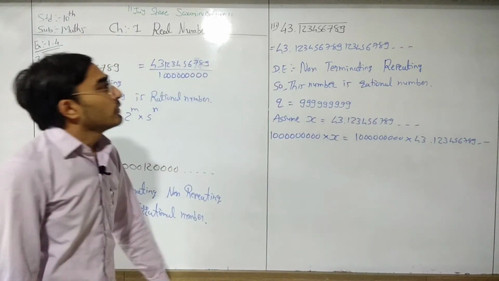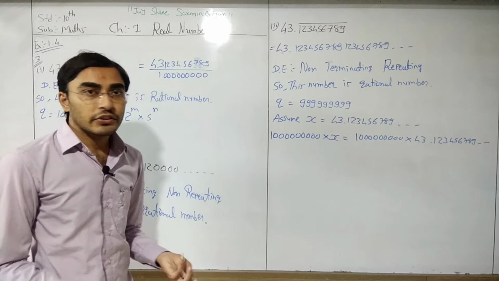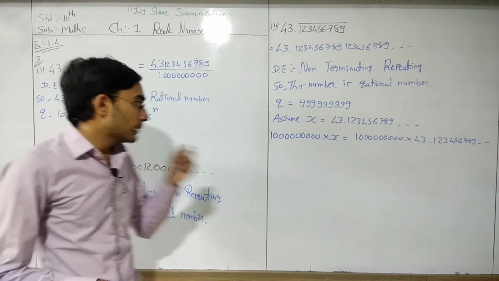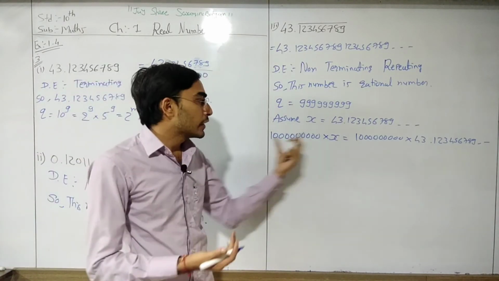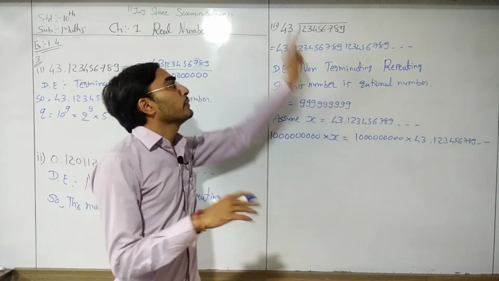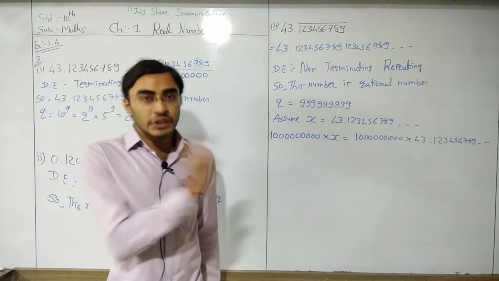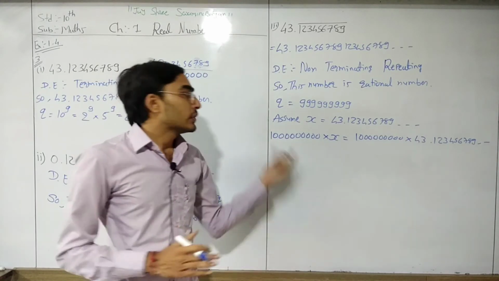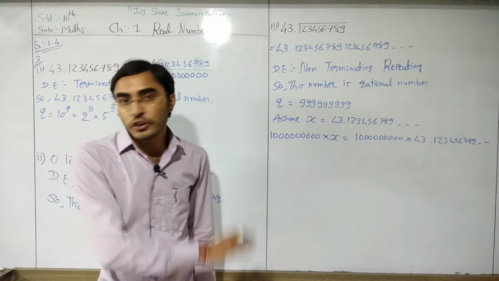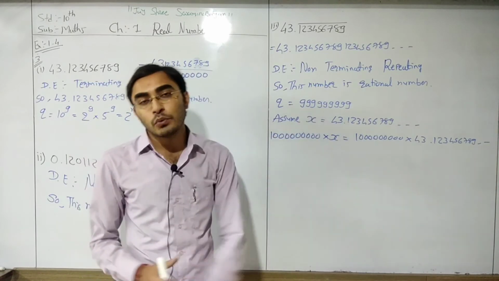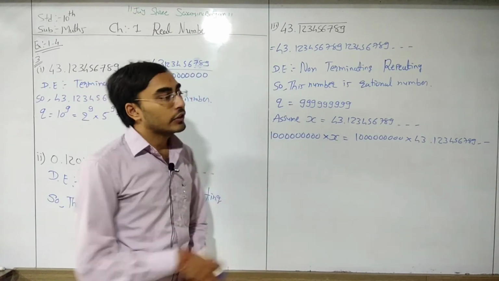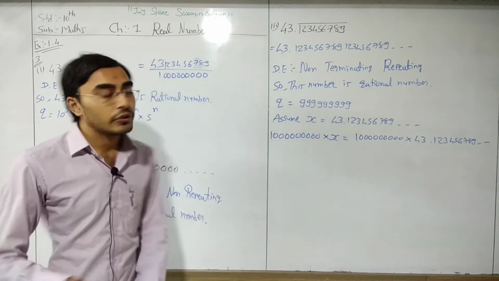Okay, whatever number of digits are repeating, the same number of 0s we need to take after 1, and we need to multiply on both the sides. That means if 2 digits are repeating, then we need to multiply by 100 on both the sides. If 3 digits are repeating, we need to multiply by 1000 on both the sides. If 4 digits are repeating, we need to multiply by 10,000 on both the sides. Here we have 9 digits, so after 1 we take 9 zeros.